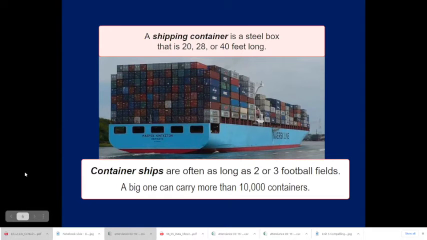And then the next thing they want to do is count the number of containers on this ship. We're actually going to take them through an activity, so I just tell them to wait a few minutes and we'll get there.